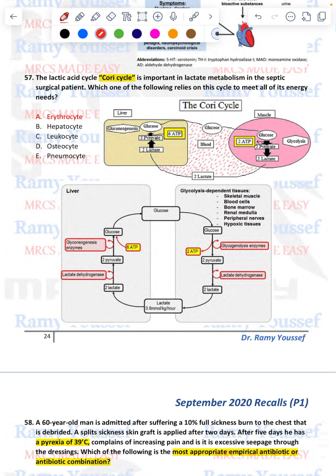A 60-year-old man is admitted after suffering a 10% full thickness burn to the chest and is debrided. A split skin graft is applied after 2 days. After 5 days, he has pyrexia, complains of increasing pain, and has excessive seepage through the dressing. Which is the most appropriate empirical antibiotic?